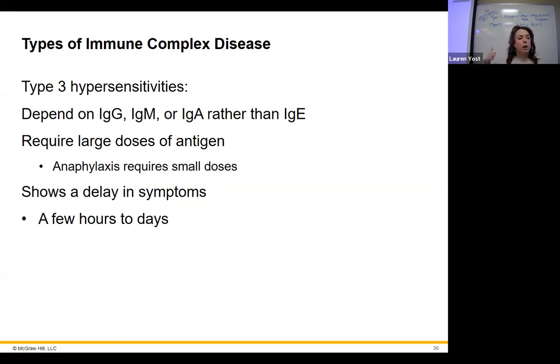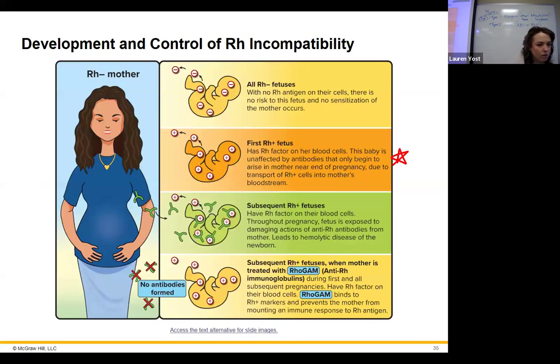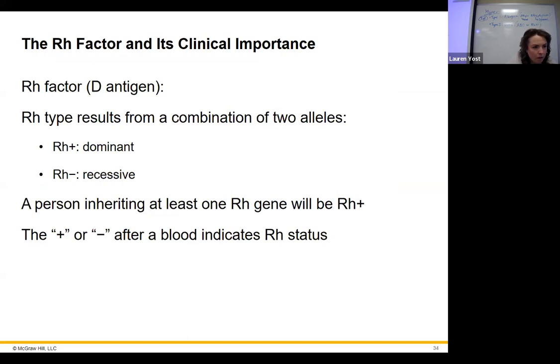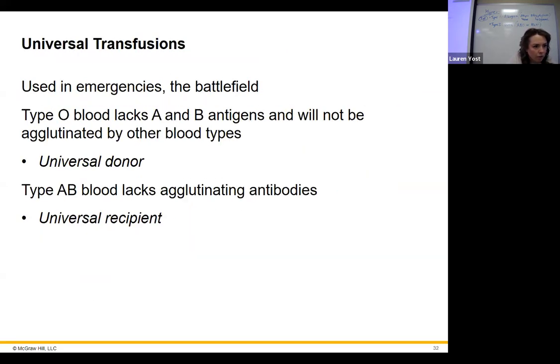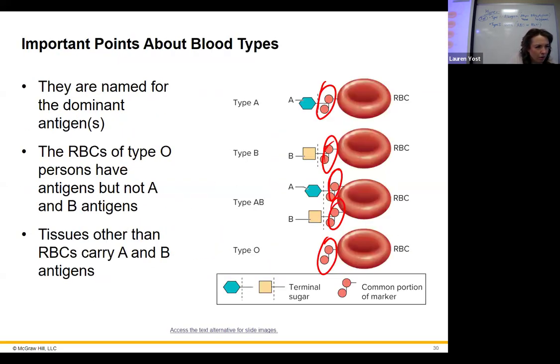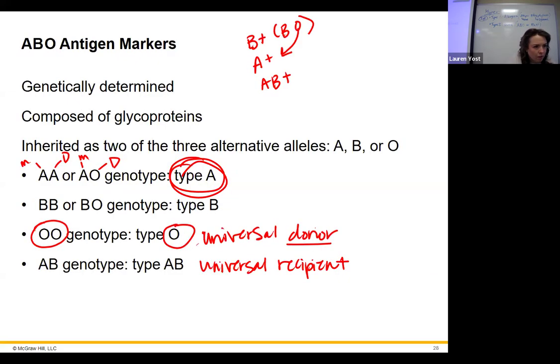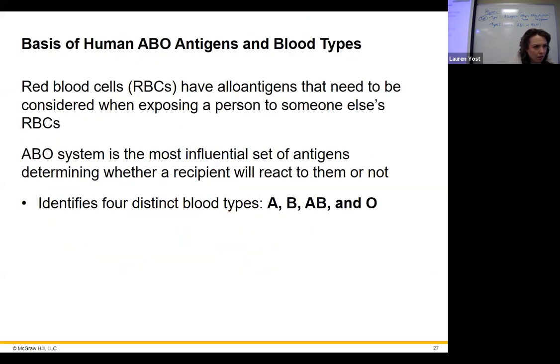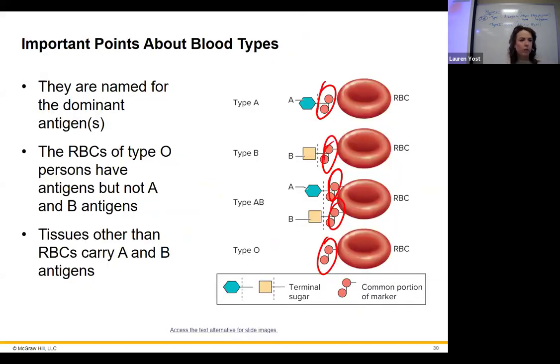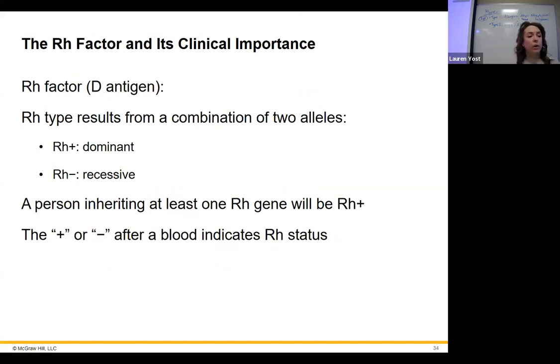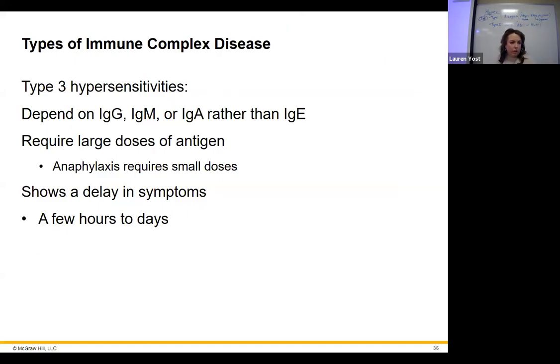All right. Type 3 is going to be the immune complex diseases. So I believe type 2 was IgG. I don't know if it talks about it. I'm trying to find it. I think it is IgG. Anyways, whatever. But I know type 3 is going to be pretty much anything besides IgG.